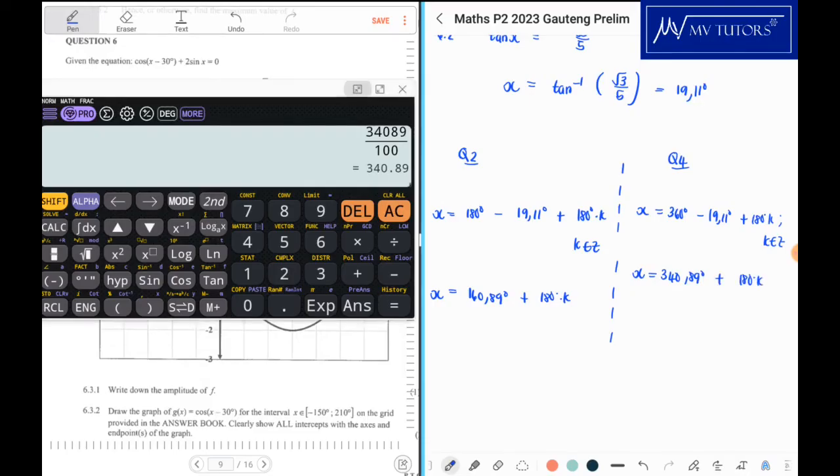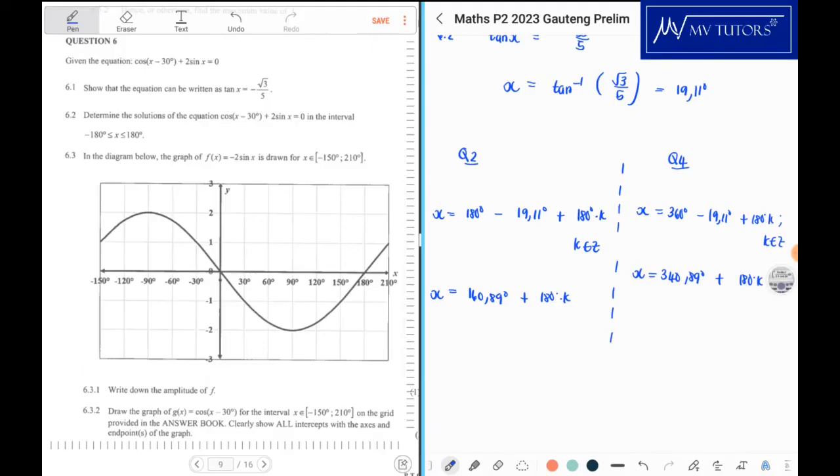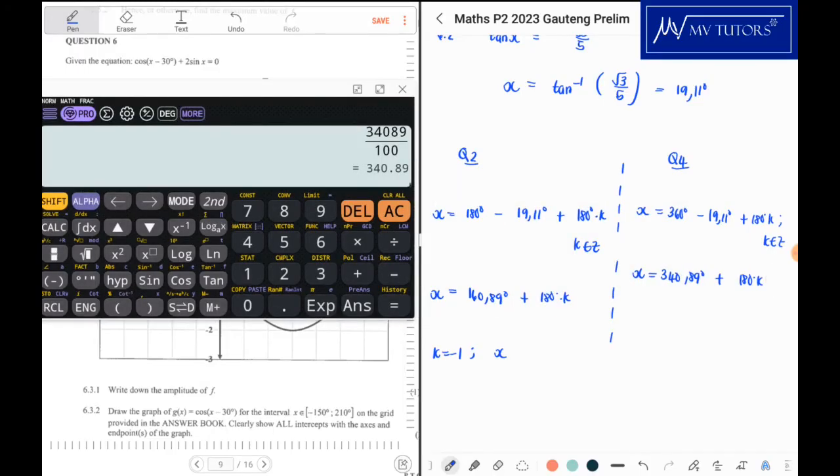Now they didn't ask us for the general solution. They said we must determine the solutions, all right? And in the interval of negative 180 to 180. So I will then take various values of k, all right? So if I had k is equal to negative 1, what would x be? Okay, so if I said 160,89 minus 180, I get negative 19,11 degrees, which is part of the interval given.